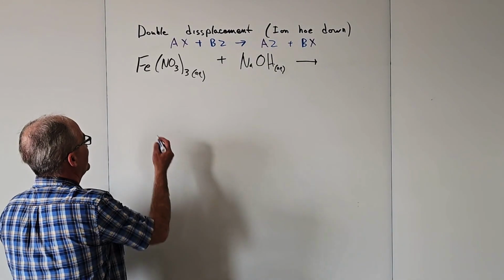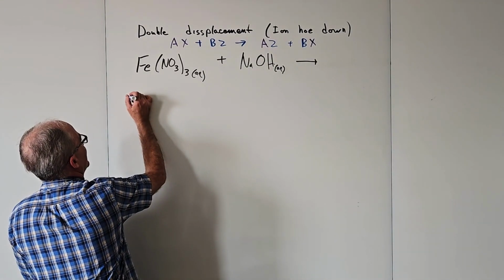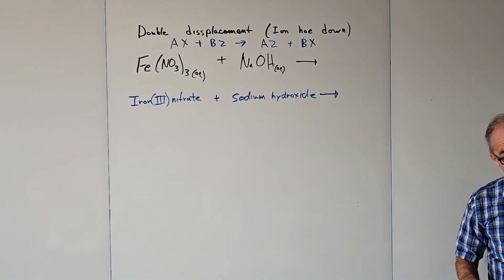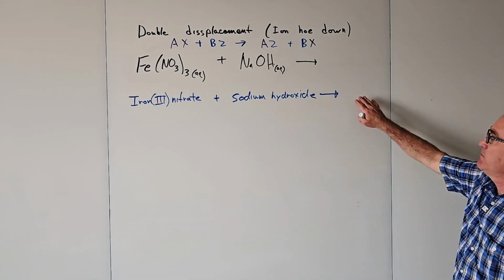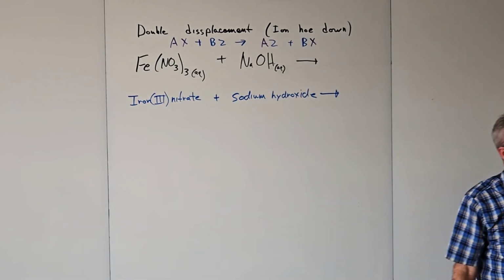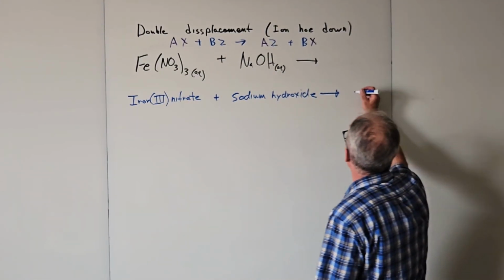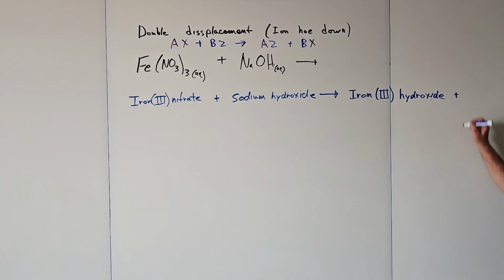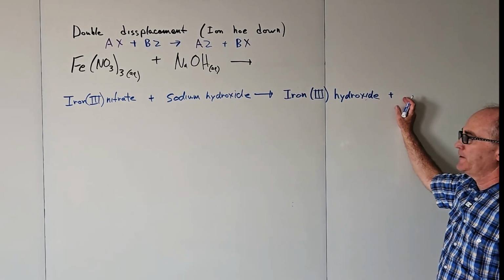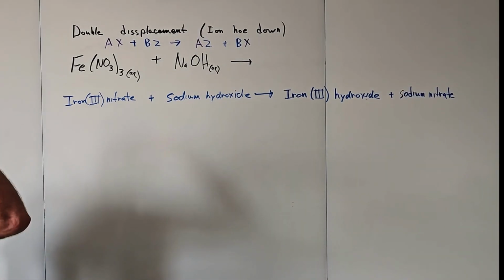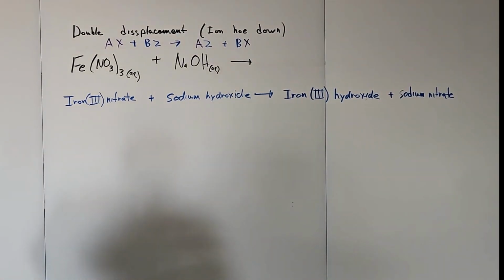Y'all like nomenclature? Let's just make this into a word equation. All right, so let's just use the English word and say, what's the name of the iron compound I form over here? Yeah, iron 3 hydroxide. All right, so that means over here I must have what? So who knows, that might be easier than writing the chemical formulas.